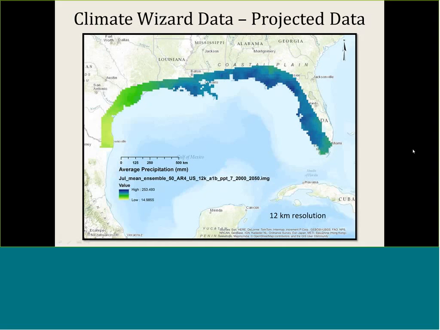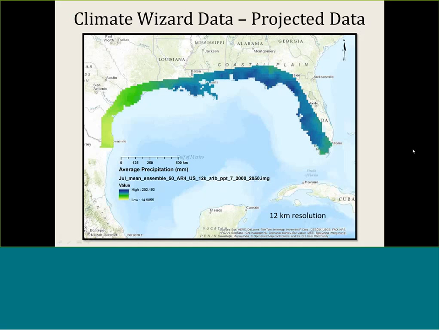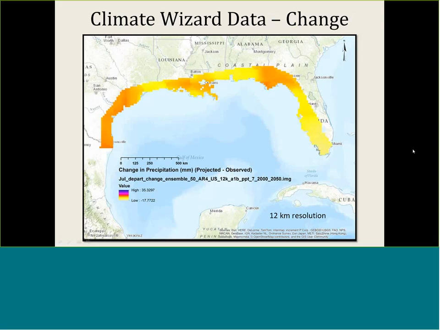We also have projected data, also monthly, for precipitation and temperature. Shown on the screen is the average projected precipitation, using a medium emission scenario. Also note the resolution is a little different. The projected data has a 12-kilometer resolution, while the historical had a 4. These, again, are available for the year and for every month. There are also these change maps, which show the projected minus the observed change in precipitation. This is, again, for the month of July for the medium emission scenario in 12-kilometer resolution, but these are also available for a low-emission scenario and a high-emission scenario.